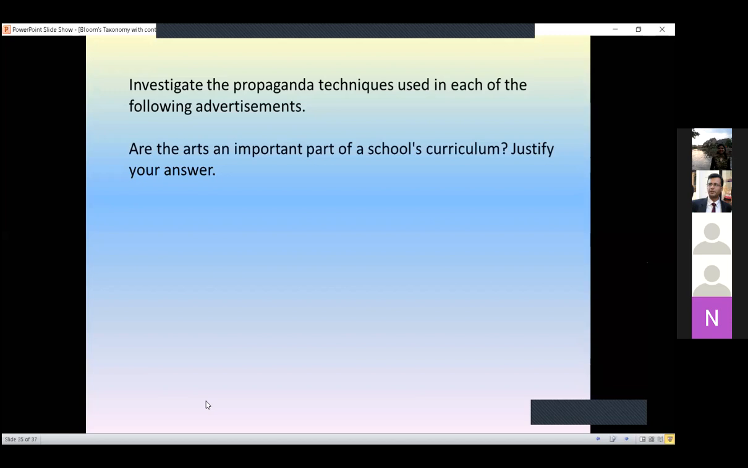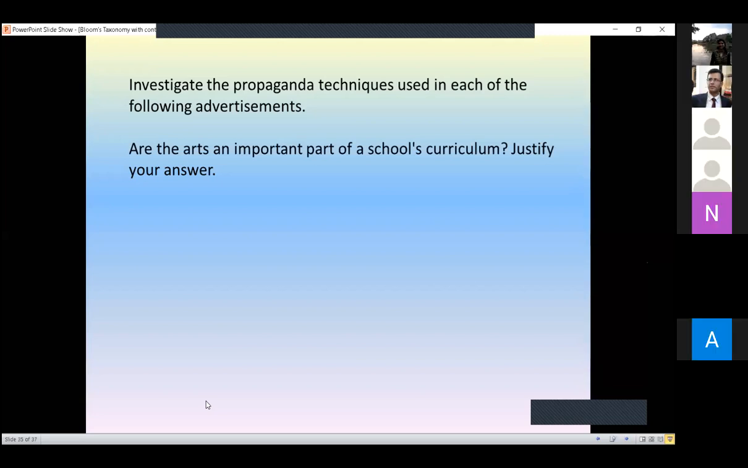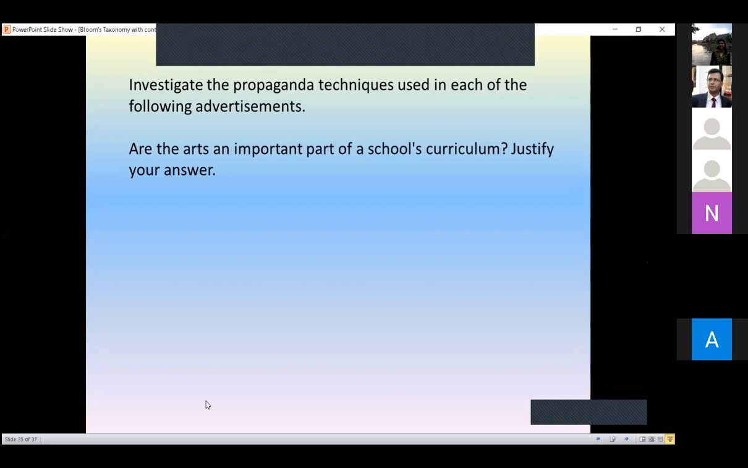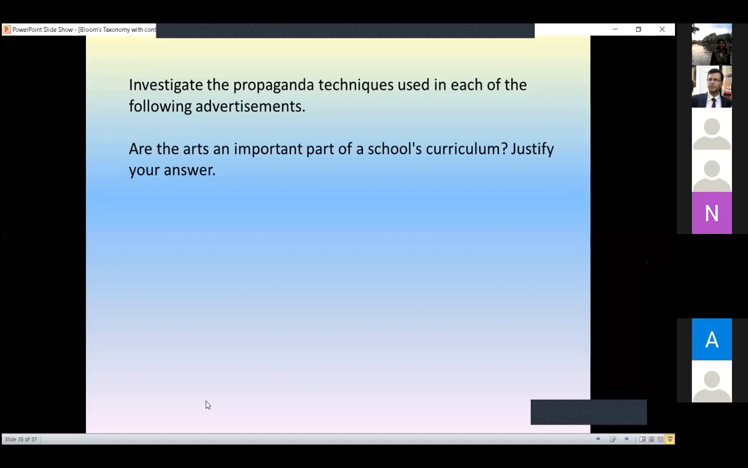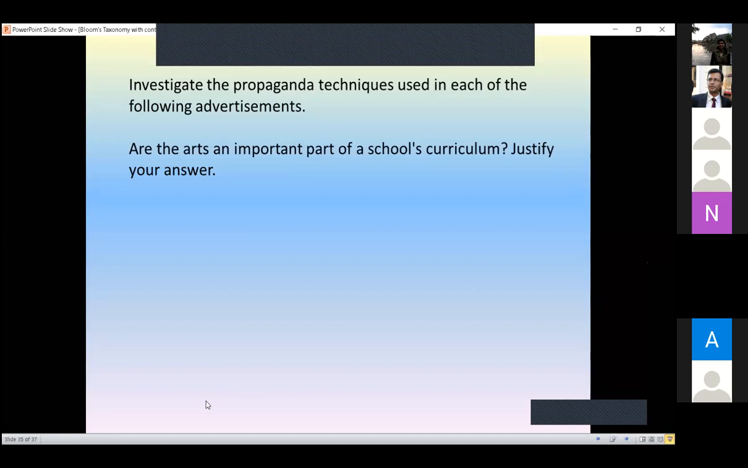Evaluation, it comes, because you are justifying. You're evaluating whether arts is an important part of the school curriculum or not. So you're putting a hypothesis, you are testing it, so you are justifying your answer. That's why it comes under evaluation. While evaluating, you also exhibit your understanding of that concept. Yes, definitely, ma'am. Without understanding, definitely we cannot go for it. So it is evaluation. Yes, absolutely, ma'am.